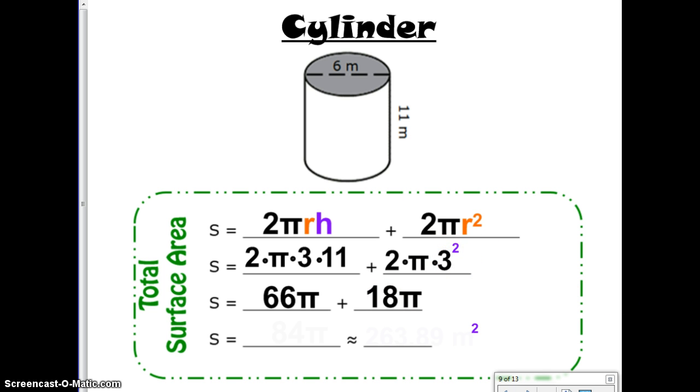Order of operations tells us that exponents must be done before multiplication, so your exponent of 2 needs to be taken care of first. We're going to add 66 pi and 18 pi. These have like terms. The pi in this case is the like term, so we're going to take 66 and 18, and we get 84 pi. To get an answer with decimals, we're going to take 84 times pi. We get 263.89 meters squared.